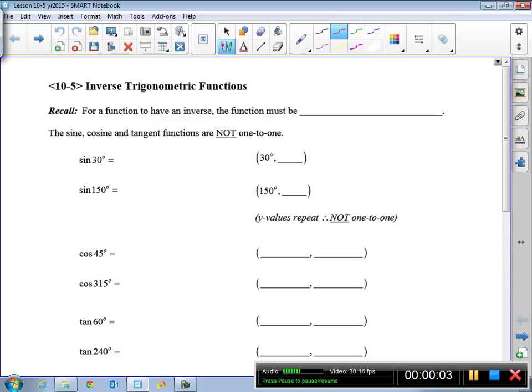Section 10.5 is titled Inverse Trigonometric Functions. From Chapter 4, recall that for a function to have an inverse function, the function must be 1-to-1. So it must pass the horizontal line test. We must have no y values repeating.